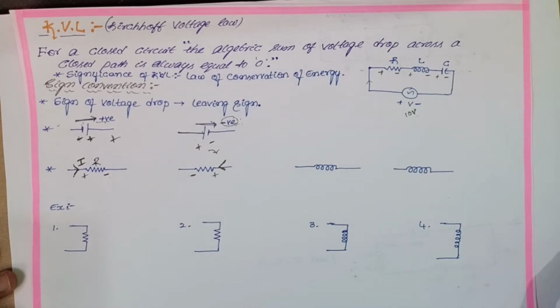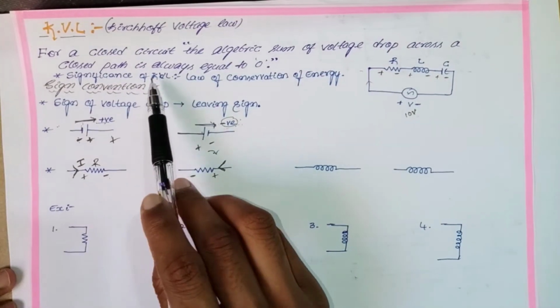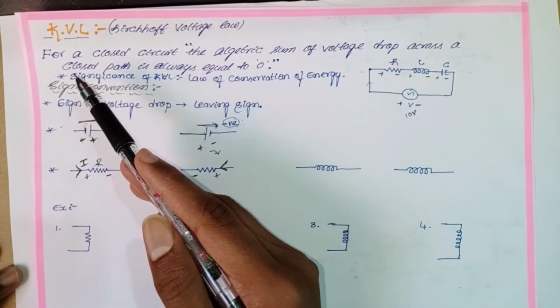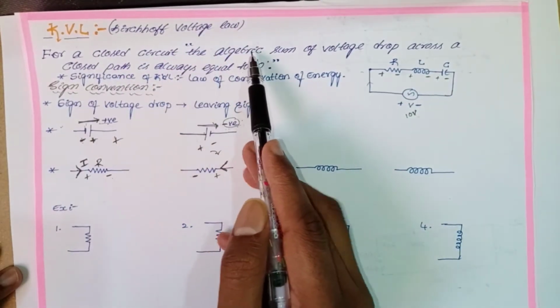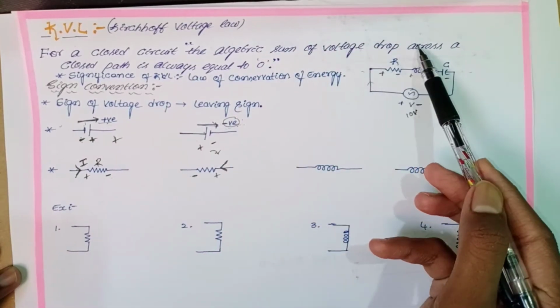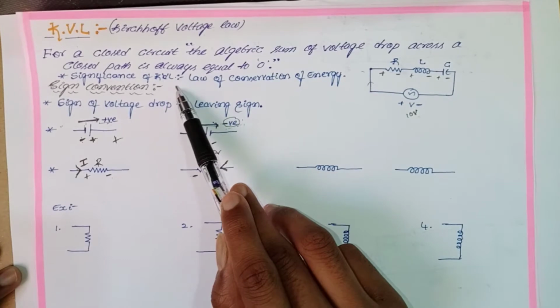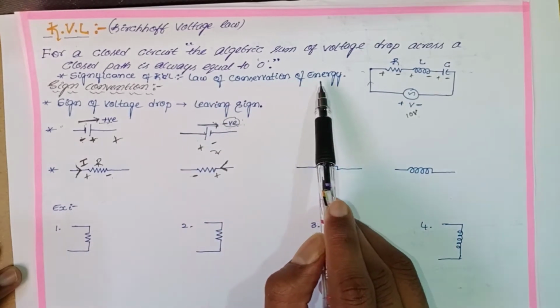Let's start the video. KVL. What is the full form of KVL? Kirchhoff voltage law. How can you define it? For a closed circuit, the algebraic sum of voltage drops across a closed path is always equal to 0. What is the significance of this law? Law of conservation of energy.